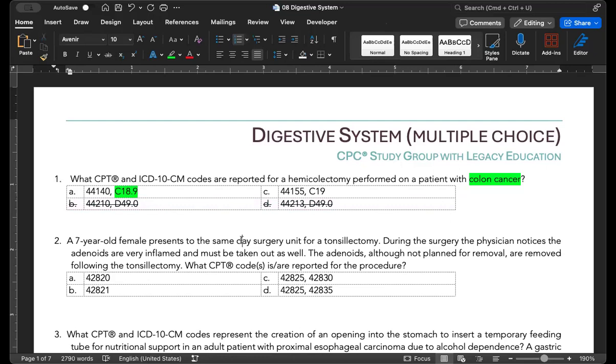So the D49 again is that unspecified behavior, right? But in this scenario, they did give us the behavior because they told us that it was cancer. So we know cancer can equal a malignancy, right? So that's why we ruled that one out. Even though it does pertain to the digestive system, it's the behavior that we were able to rule it out with, right? And then that's why we chose the C18.9, because that gives us the cancer, the malignancy at a more specific anatomic location.